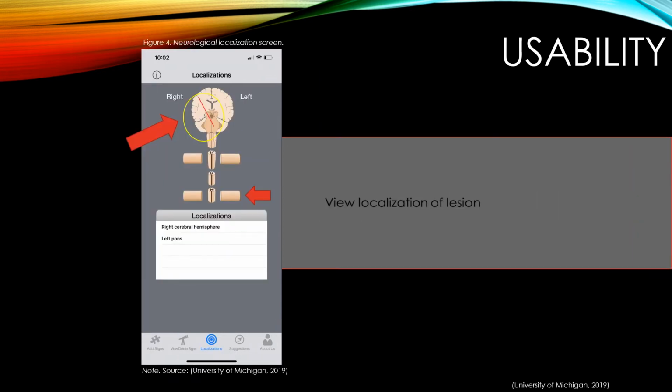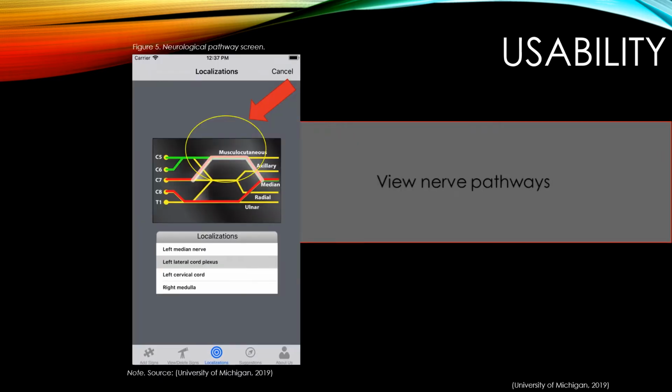The next screen is the neurological localization screen. This shows the user exactly which part of the nervous system correlates to the deficits entered in the previous screen. By clicking on one of the 4 cylinders, the user will then be transferred over to the next screen, which is the nerve pathways screen. On this specific screen, the user will be able to view exactly which pathways correlate to the signs and symptoms entered in the previous screens. And this is where you would localize your lesion.